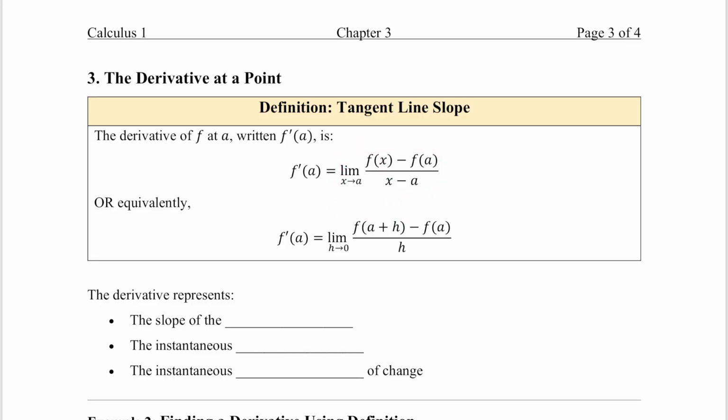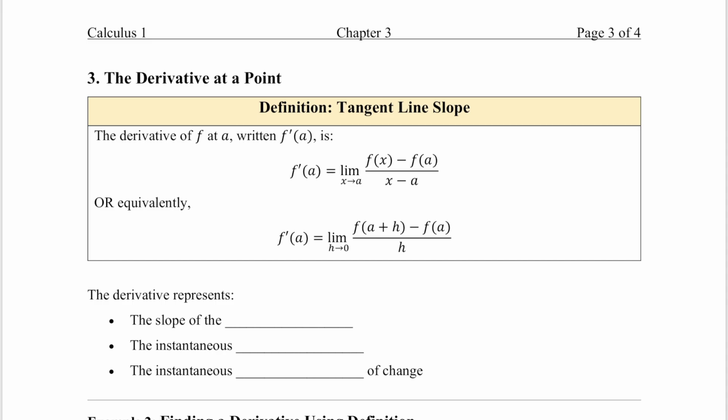We can also write the derivative in another equivalent form. Instead of using x, we can use h. Then the definition becomes the limit as h approaches 0 of f of a plus h minus f of a all over h. Here, h represents a small change in x. As h approaches 0, the 2 points on the graph move closer and closer together. When we take the limit, we get the exact slope of the curve at that point.